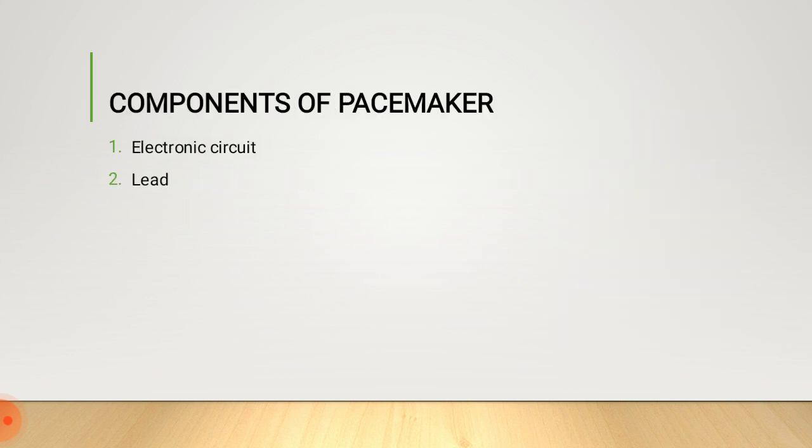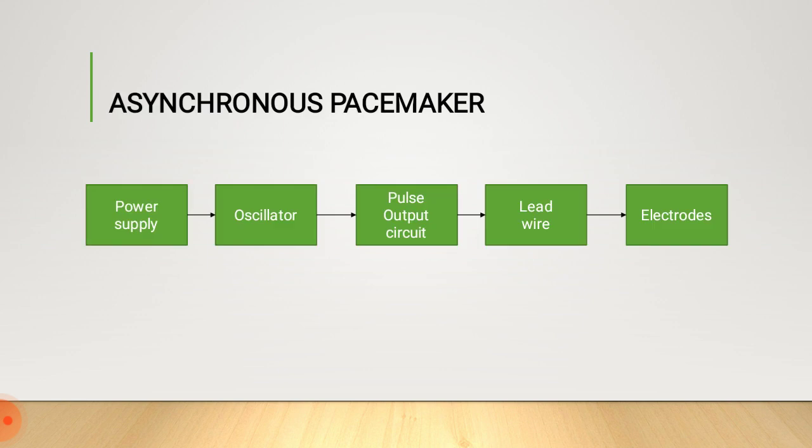The main components used in pacemakers are the electronic circuit and lead. Asynchronous pacemaker. It is defined as a pulse generator in which the repetition rate of electrical impulses generated to the heart is independent of the heart, because it generates the electrical impulses continuously to the heart.